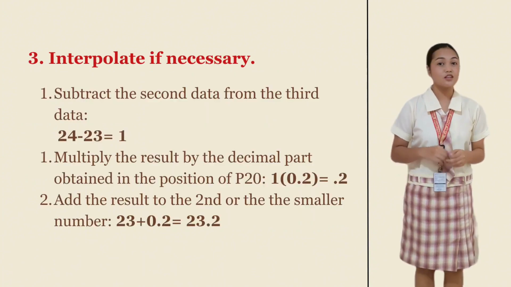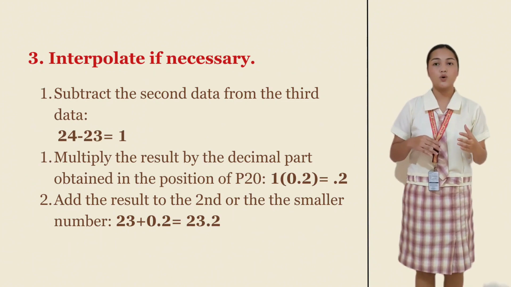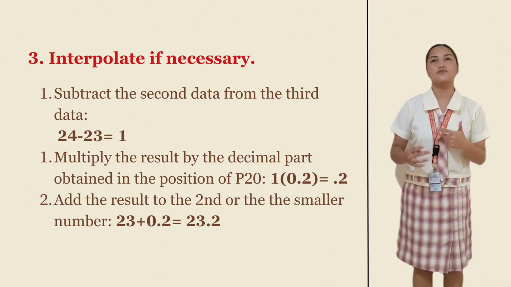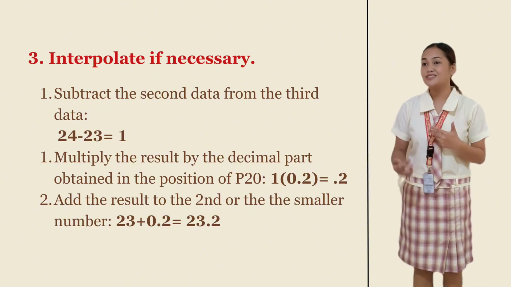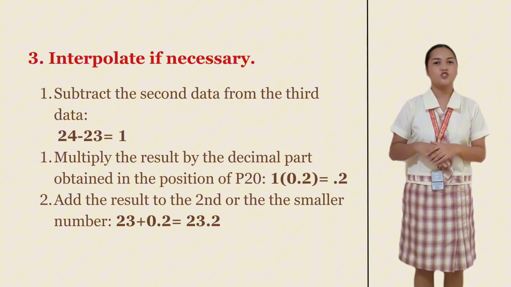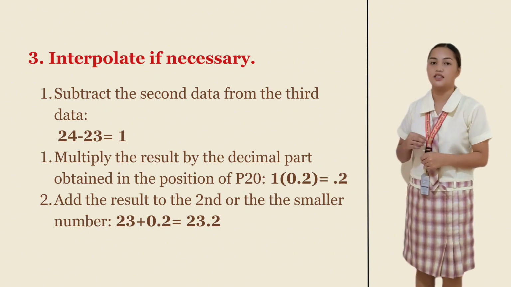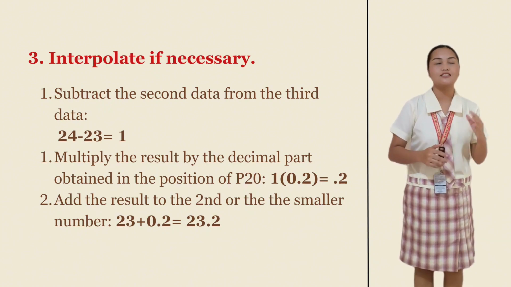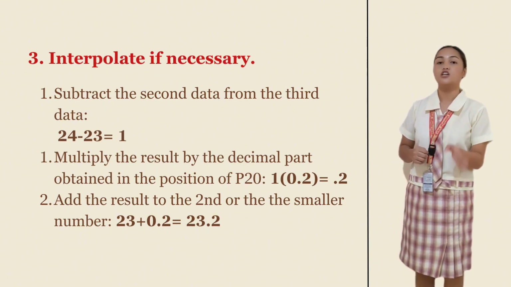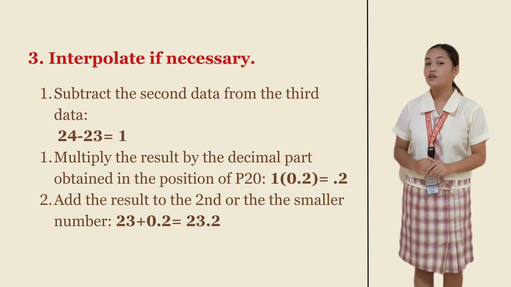Third, since the 20th percentile lies between the second and third score, interpolation is necessary. In other words, if the answer has a decimal, automatic interpolation is necessary. Understood? So interpolate the value to obtain the 20th percentile. Subtract the second data from the third data. So 24 minus 23 gives us the answer of 1.